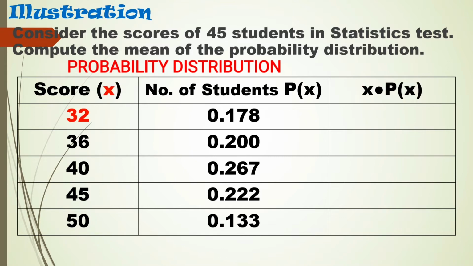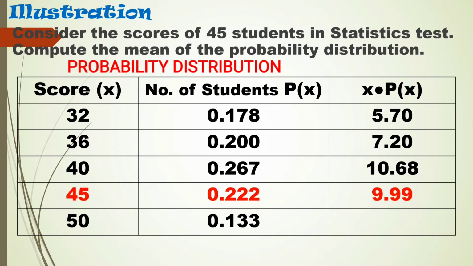The first value of the random variable x is 32 with its corresponding probability P of x, which is 0.178. Multiplying them, 32 times 0.178 equals 5.696. Rounded off equals 5.70. Let's continue. 36 times 0.200 equals 7.20. 40 times 0.267 equals 10.68. 45 times 0.222 equals 9.99.